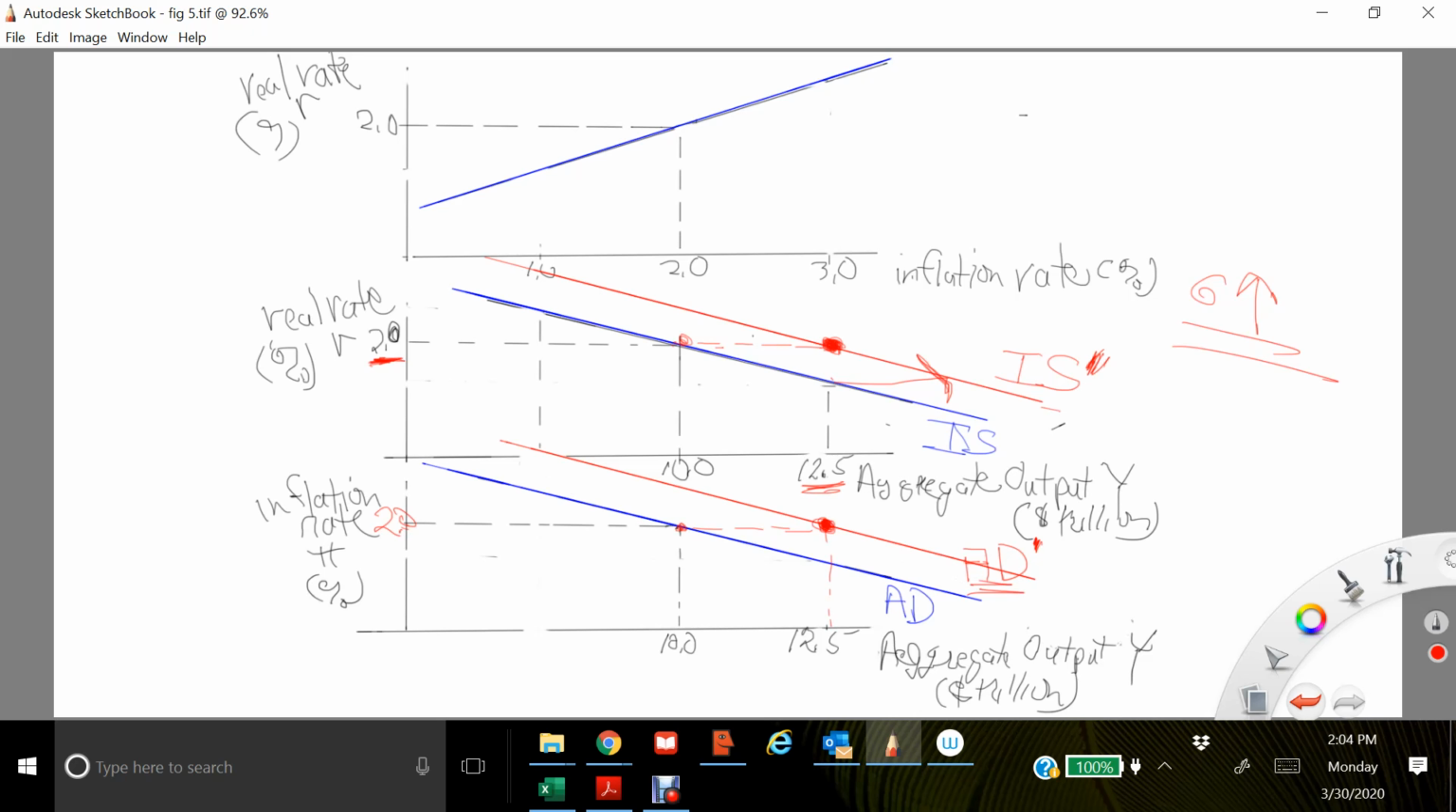Okay. And so you can go through all the various possibilities of shifts of the IS curve. If taxes increase, you're going to have a shift this way. If autonomous consumption increases, you're going to have a shift this way again. You can go through all the examples, and the IS curve will shift appropriately, causing a similar shift in the aggregate demand curve.